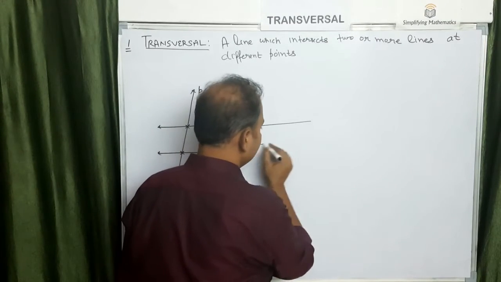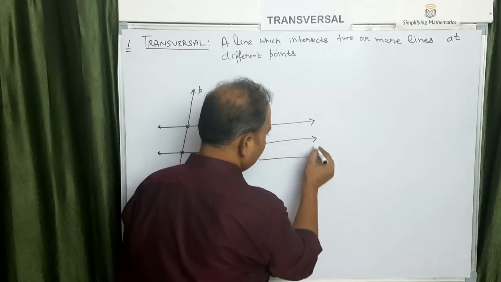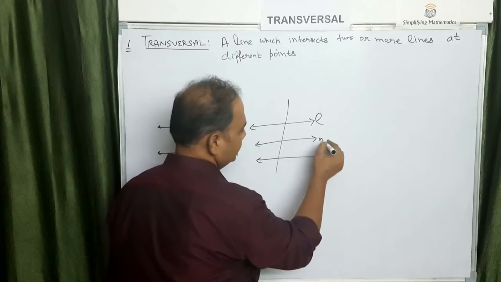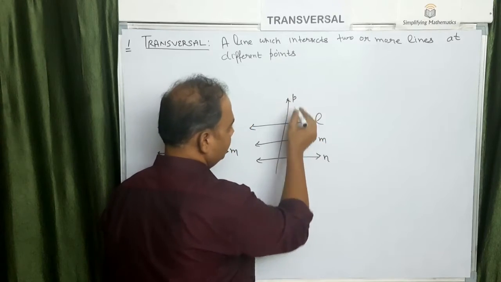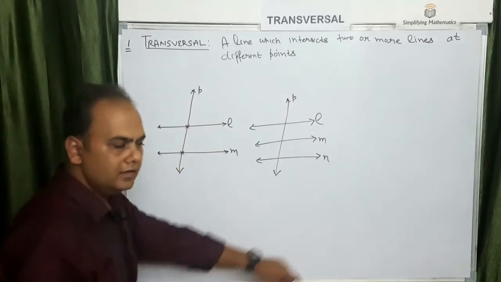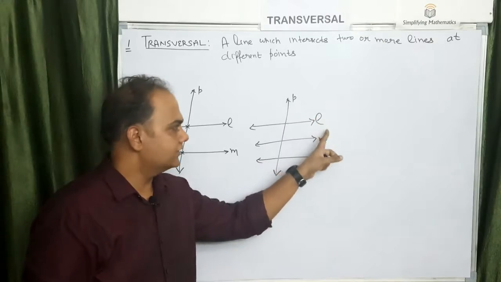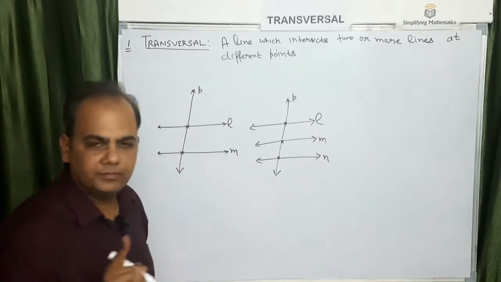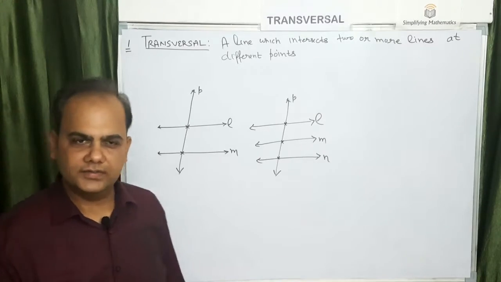So similarly if I take this case, the lines can be 2 or it can be 3. So let's suppose these are the three lines L, M and N. Now this P is intersecting these three lines at different points. So this line P is called a transversal.